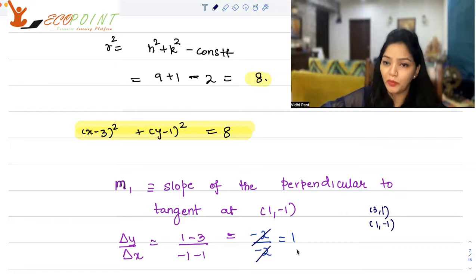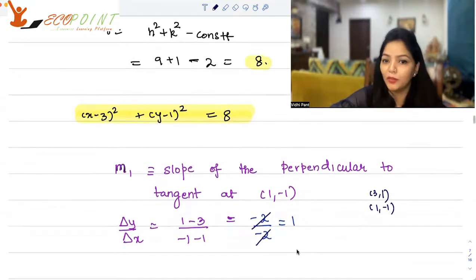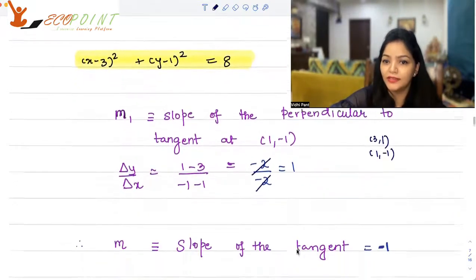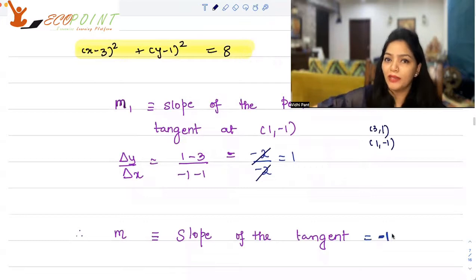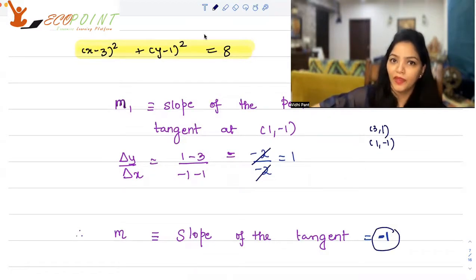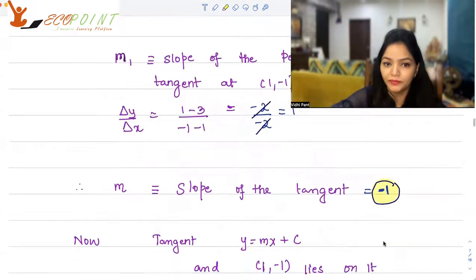If the slope of the perpendicular to the tangent is 1, by the rule of orthogonality, I know that the slope of the tangent will be equal to minus 1 upon M1. That is, it's going to be minus 1. So the slope of the tangent is minus 1.